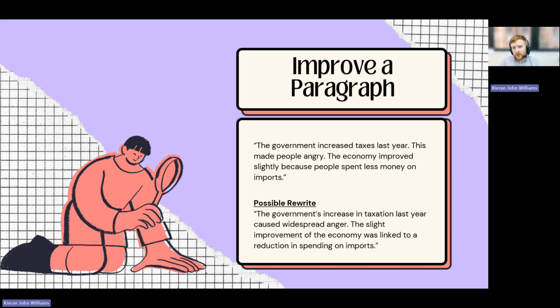So let's look at one possible rewrite here. So it would be: the government's increase in taxation last year caused widespread anger. The slight improvement of the economy was linked to reduction in spending on imports. So notice how increased becomes increase, angry becomes anger, improved becomes improvement. So the tone shifts immediately from casual and everyday to more academic and abstract. So remind yourselves that there's not just one correct answer here. The key is to make choices that increase formality and focus on concepts rather than actions.